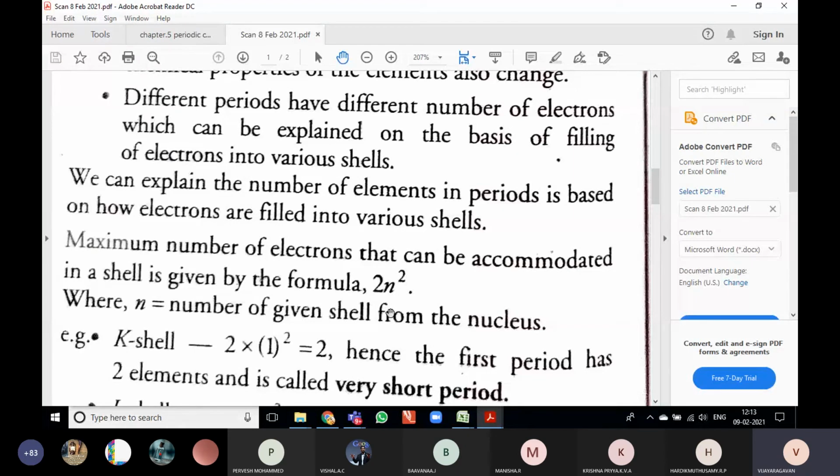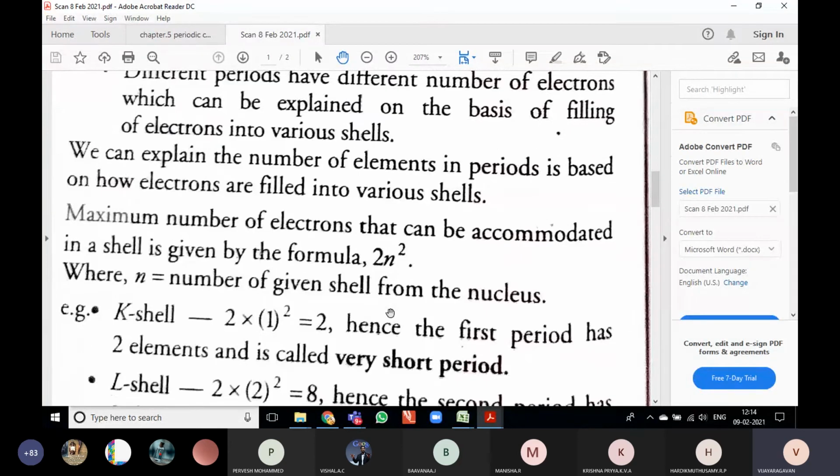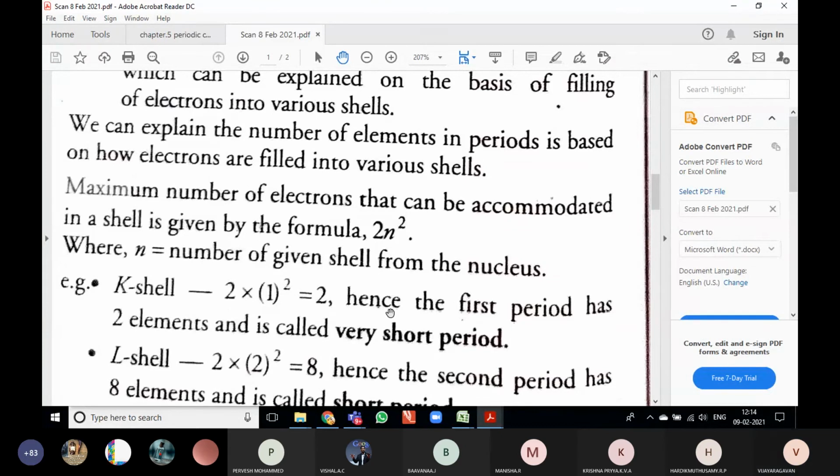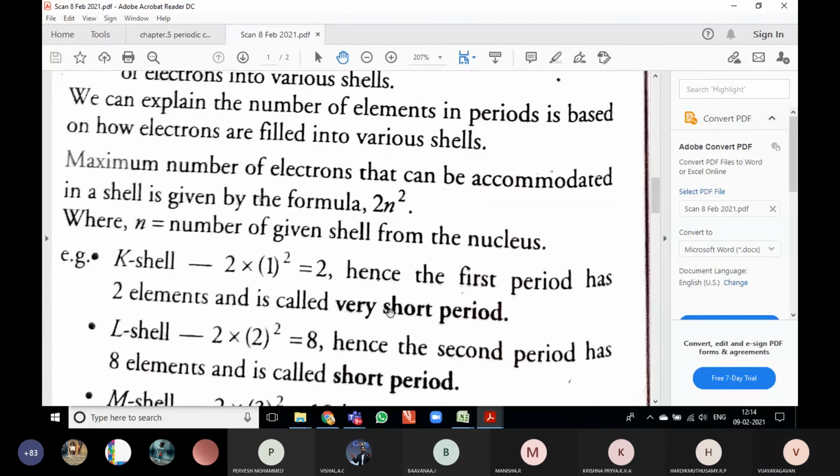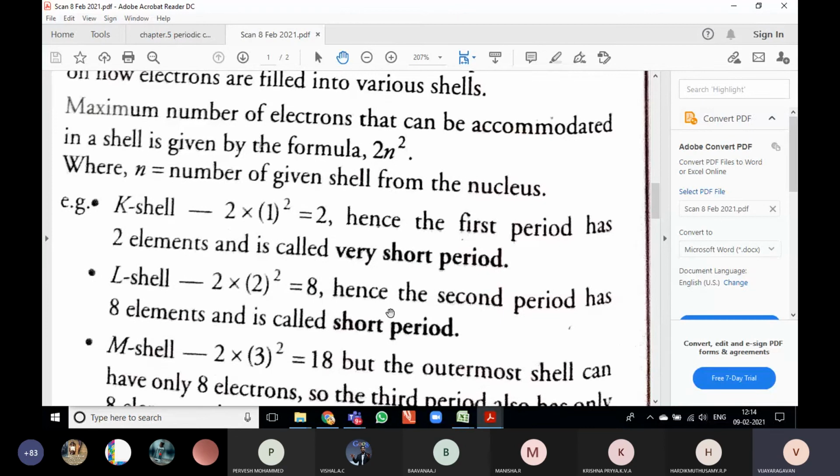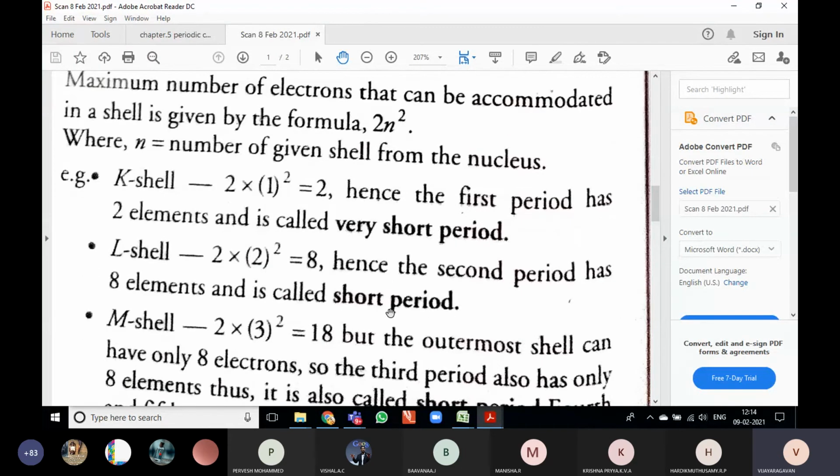Example, K shell. Substituting the number of the orbit, 2 into 1 squared, because the K shell is the first orbit, we get 2 electrons in the first shell. So the first period is a very short period, because only 2 elements are there. The next shell, L shell, next period, contains 8 elements. The second period has 8 elements and is called a short period.